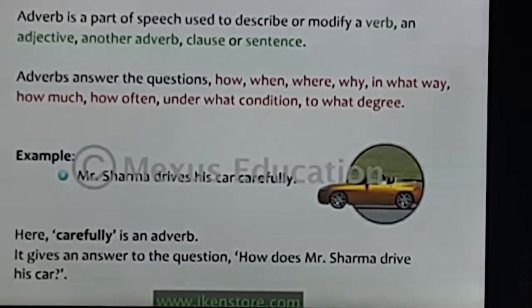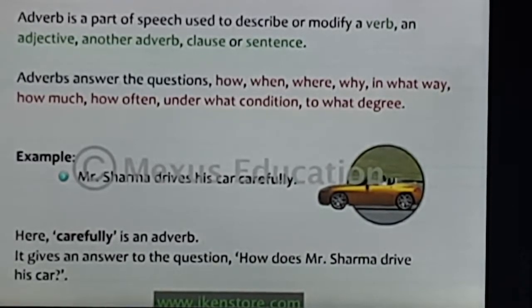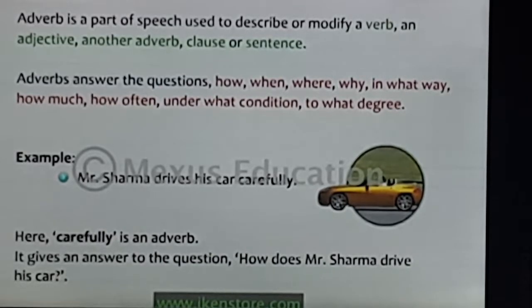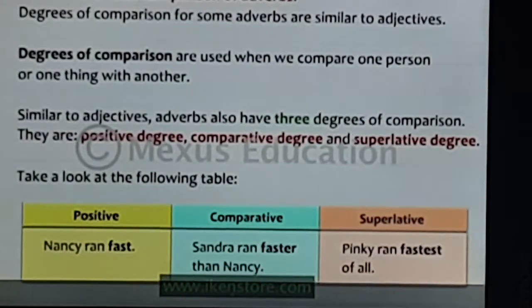So for example, Mr. Sharma drives his car carefully. Carefully is the adverb here. It gives an answer to the question, how does Mr. Sharma drive his car? That means this is an adverb of manner.